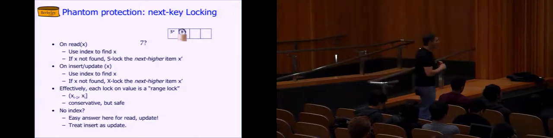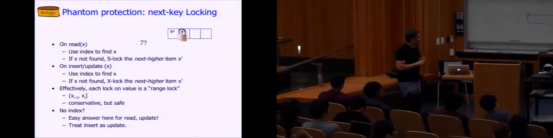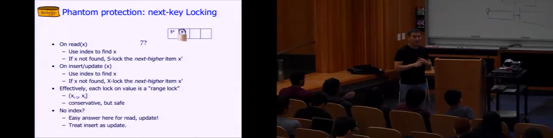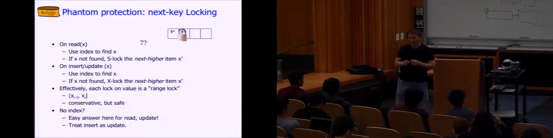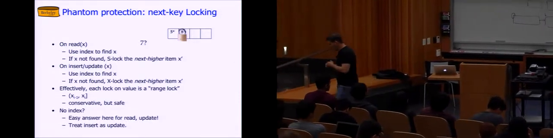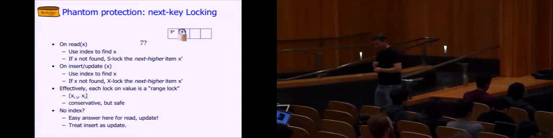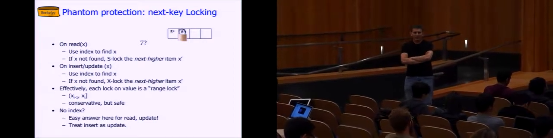So that's next key locking. What about if you don't have an index? Then you can't do next key locking. What do you do? It's actually a pretty easy answer to this. What do you do if you don't have the index and you want to lock 5 through 8? Ratings between 5 and 8.